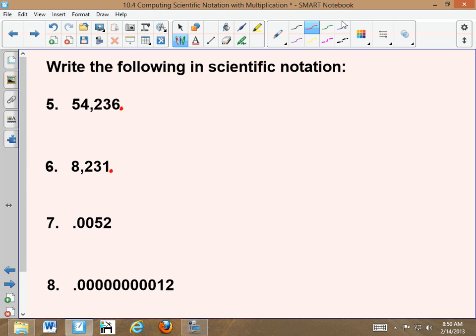Now, for scientific notation, where does my decimal have to move to? No, where does it have to be? Where do I have to have my decimal in scientific notation? Between what two numbers?